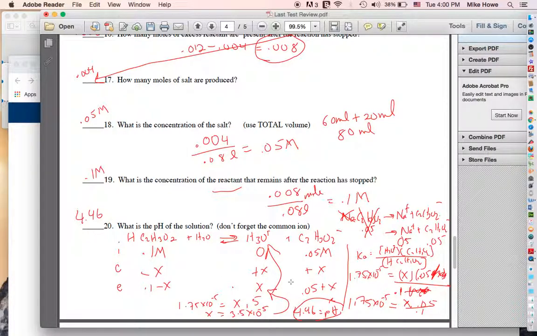I think it's worth mentioning that since we have this sodium acetate produced, that would have shifted the equilibrium back this way, lowering this, which is why the pH is higher than you might expect for an acetic acid solution. Because the acetate pushes the equilibrium back to the left.